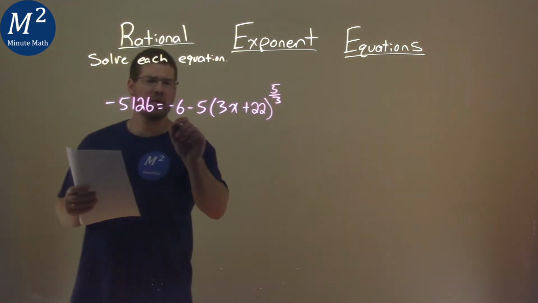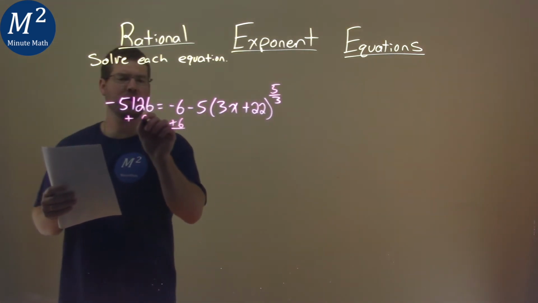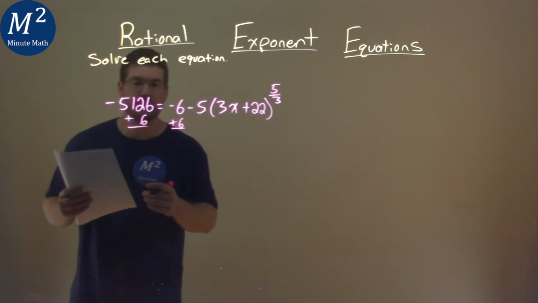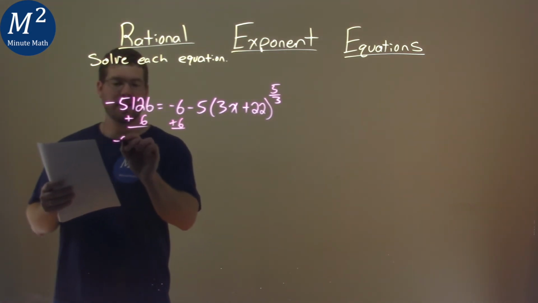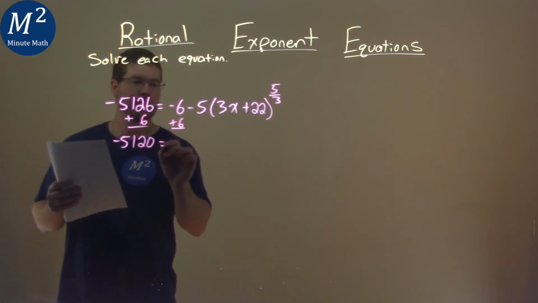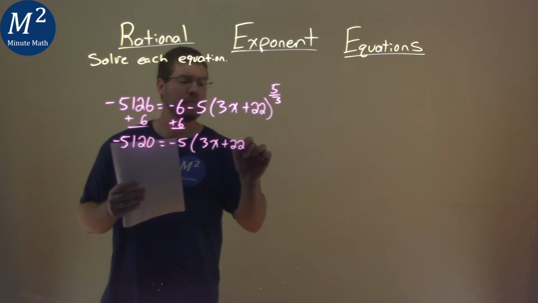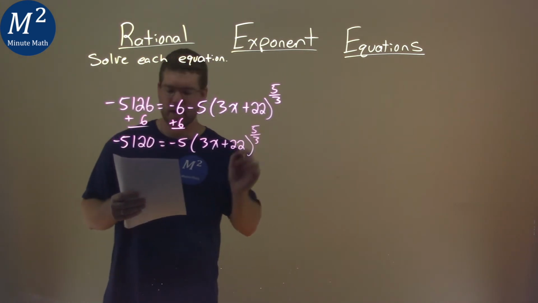Well, first thing, let's add 6 to both sides here. Let's try to get our variable by itself. Negative 5,126 plus 6 is negative 5,120. And that's equal to negative 5 times (3x plus 22), all to the 5/3 power. Everything still comes down.